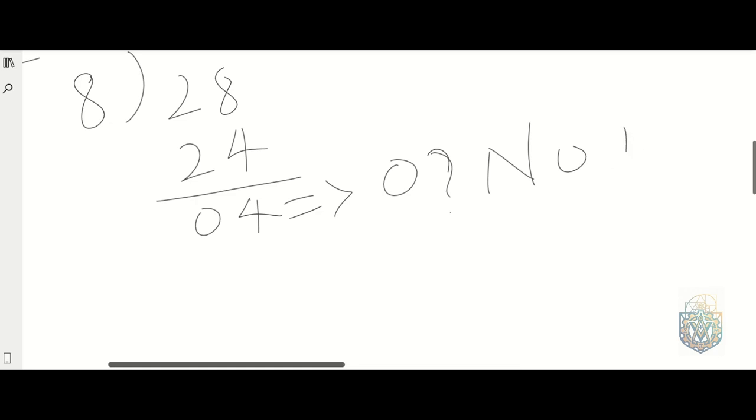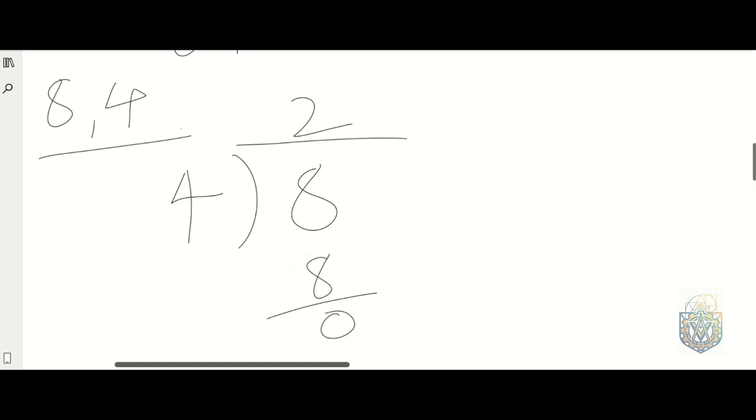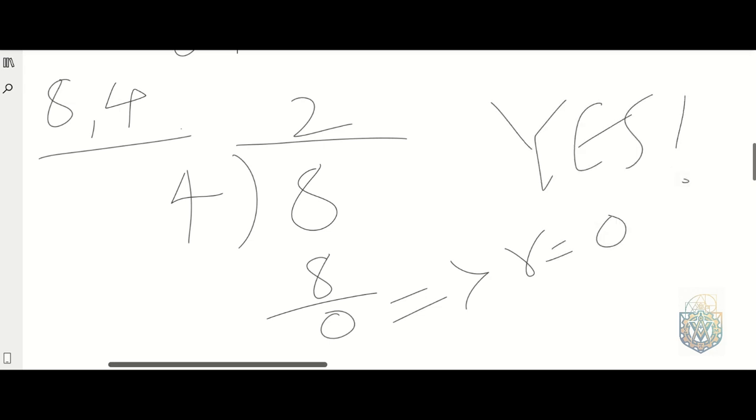So again what you have to do? Again you have to continue and you have to take the numbers. What are the numbers? You have to take 8 comma 4 for the next step, correct? Now in the next step I have to divide 8 with 4. So it will be 2, 4 2s are 8 and the remainder is 0. Yes, we got the remainder as 0.